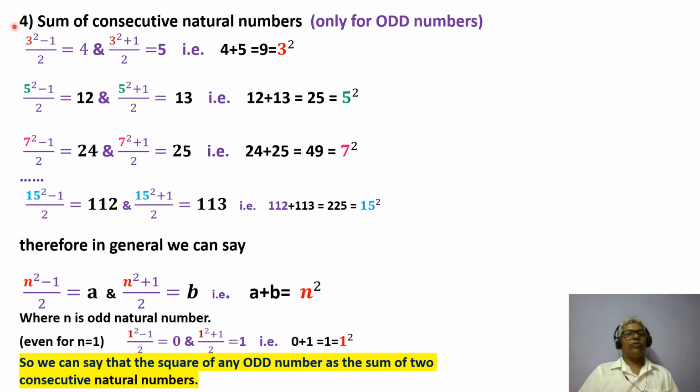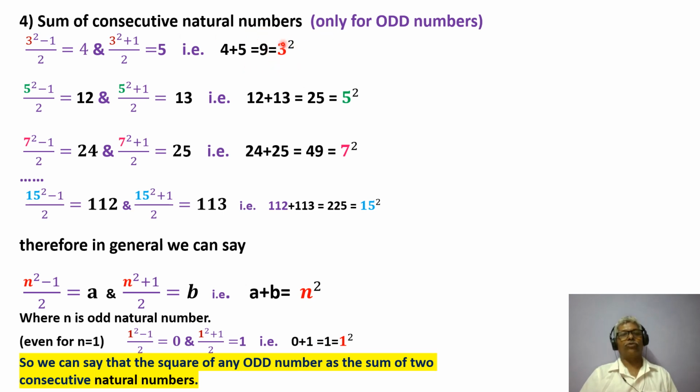So we are trying to see the patterns of square numbers. We have already seen 3. Now this is the fourth pattern of square numbers. Okay, this is only for odd numbers. Sum of consecutive natural numbers. Consecutive natural numbers arriving one after another. Okay, which are these numbers?